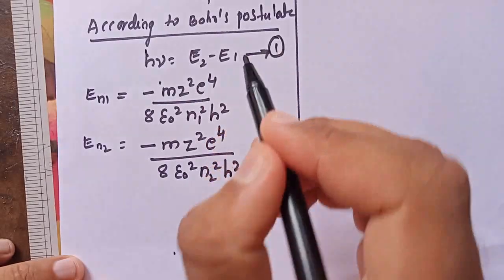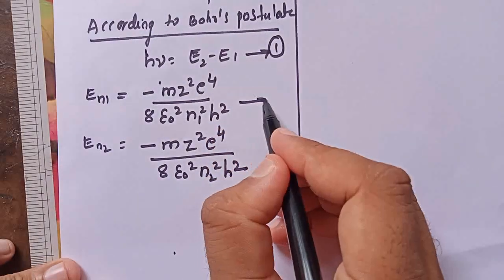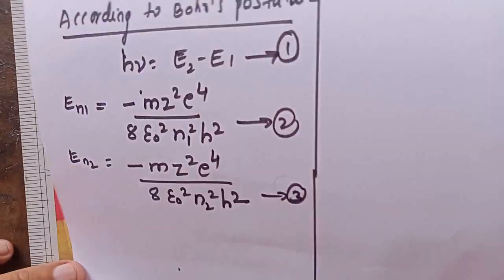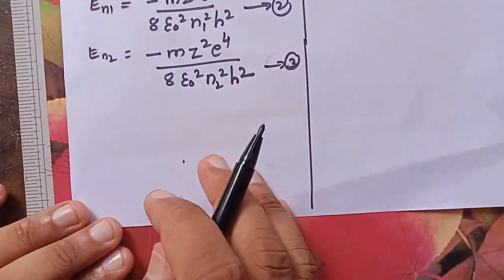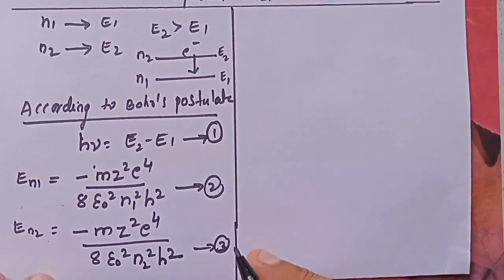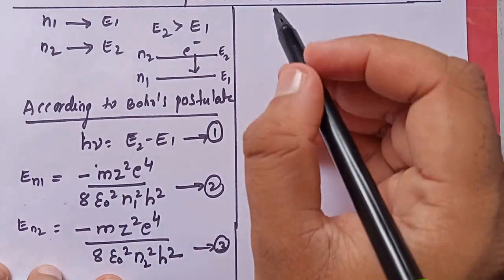Now I will call this equation 1. Now let us put these two values, 2 and 3, in equation 1. So now substituting these two values, that is equations 2 and 3, in equation 1, right? Put these two values 2 and 3 in equation 1.